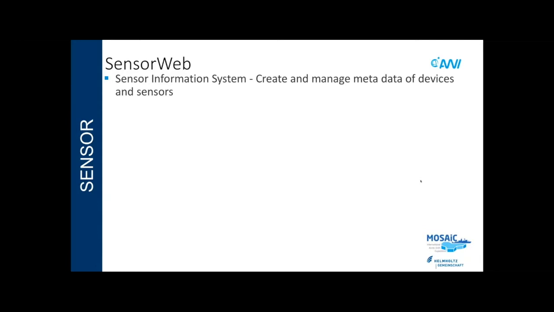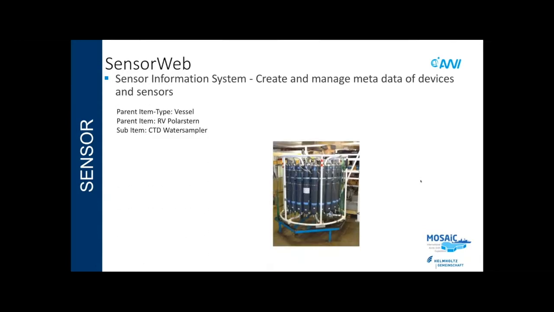SensorWeb has an overview of the device. We have an example, the CDD water sampler. It's a sub-item of the parent item, the Polarstern. Polarstern is a type of vessel. And here's the link to the water sampler.